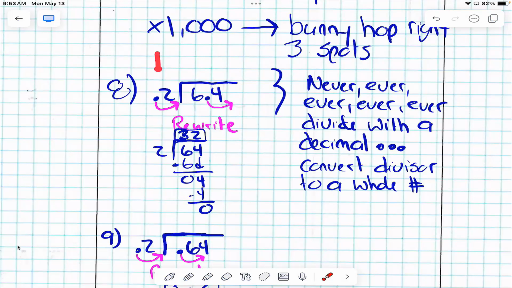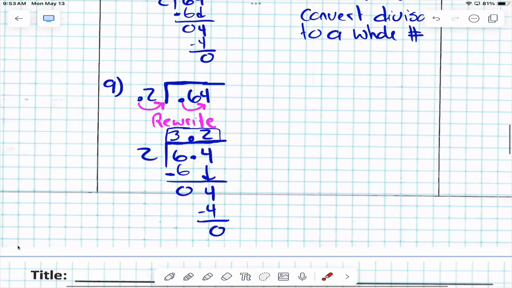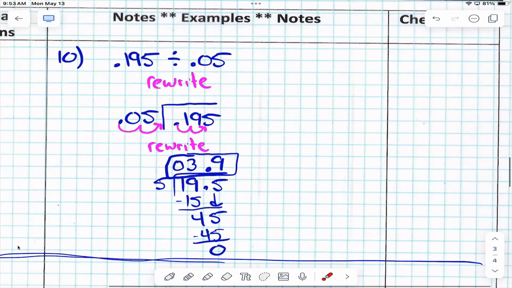But if we bunny hop on the outside of the division box, do we have to bunny hop on the inside of the division box? Yep. By the exact same number, right? Yes. And then this is our new problem after we rewrite it. It is 64 hundredths divided by 2. Okay. Are we okay? Do we know how to divide with a decimal in the dividend? Yes. What about this one?